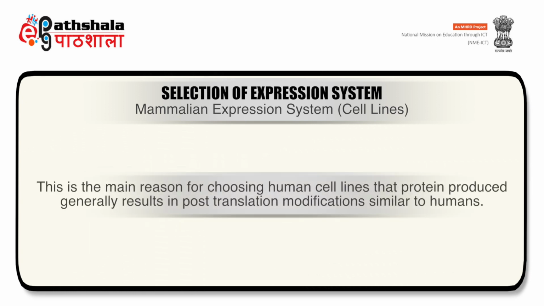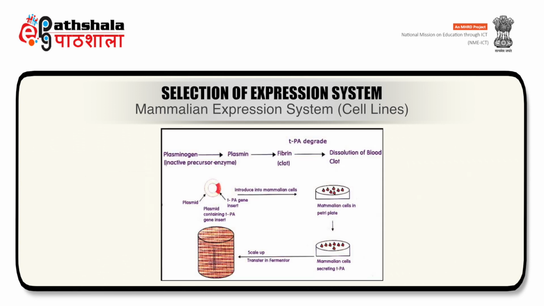And this is the main reason for choosing human cell lines. Therefore, the protein produced generally results in post-translational modifications similar to humans. And the same can be explained in this diagram, where the production of tissue plasminogen activator is shown by using mammalian cell lines.